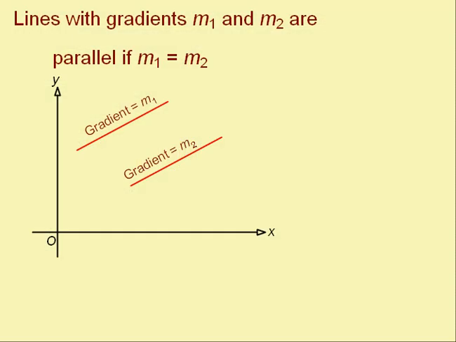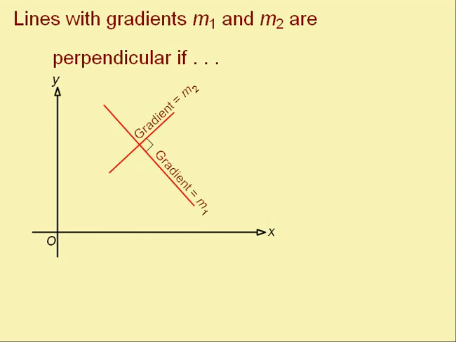Now we already know that lines with gradients m1 and m2 are parallel if the gradients are the same. What we're going to look at in this clip is what condition is needed for the lines to be perpendicular. Perpendicular, of course, means that the lines will be at right angles to one another.